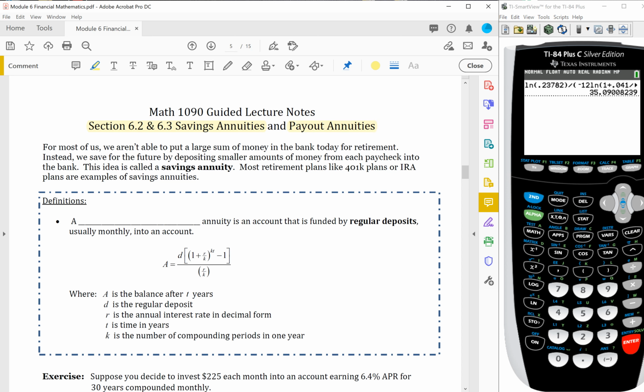For most of us, we aren't able to put a large sum of money in the bank today for retirement. Instead, we save for the future by depositing smaller amounts of money from each paycheck into the bank. This idea is called a savings annuity. Most retirement plans like 401k plans or IRA plans are examples of savings annuities. So let's get started. Let's look at some definitions that we can use first.